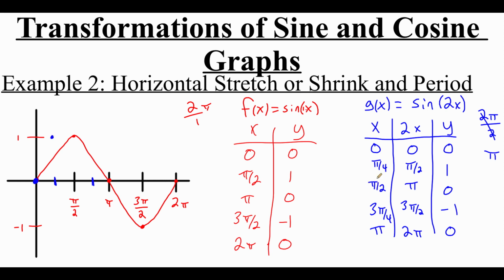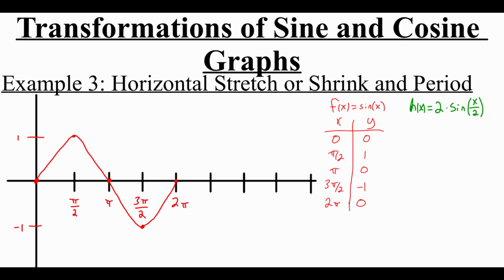At pi over 2, we're back down to 0. At 3 pi over 4, I'm down at negative 1, and at pi, I'm at 0. Then I can connect all of these dots to get my sine wave. What we should notice is that because we had a shorter period, our graph was able to complete one full cycle quicker. So we would call this a horizontal shrink.